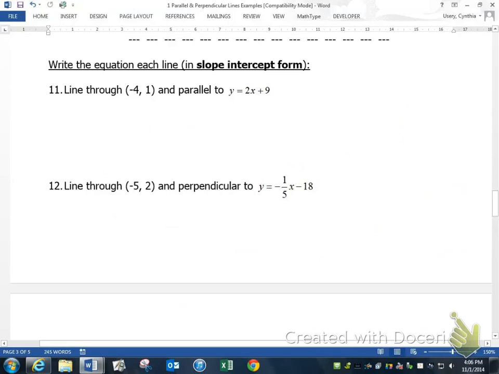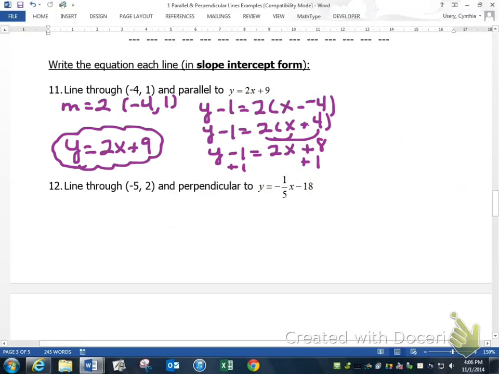Okay, so on number 11, remember that it's the line through negative 4, 1 and parallel to y equals 2x plus 9. All right, I got y equals 2x plus 9. If we need to, we can pause, look through my work, and see how you did it differently if you got a different answer. Let's try number 12.